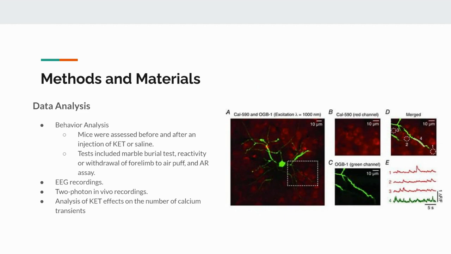Next, there was the EEG, which was explained in an earlier slide. Finally, there were two-photon in vivo recordings. When neurons fire action potentials, intracellular calcium levels rise, which can be detected using fluorescent molecules that bind to calcium, which is used for recording neuronal activity in an intact brain.